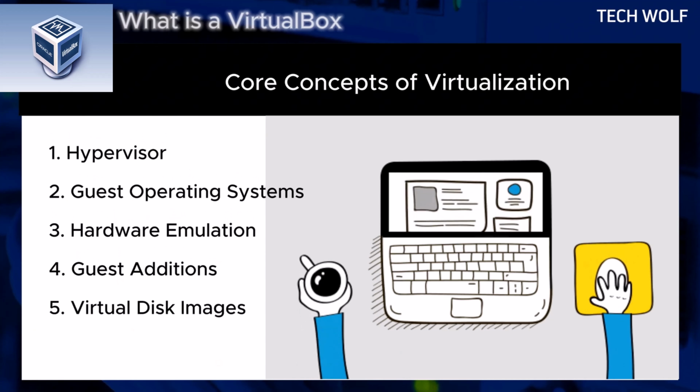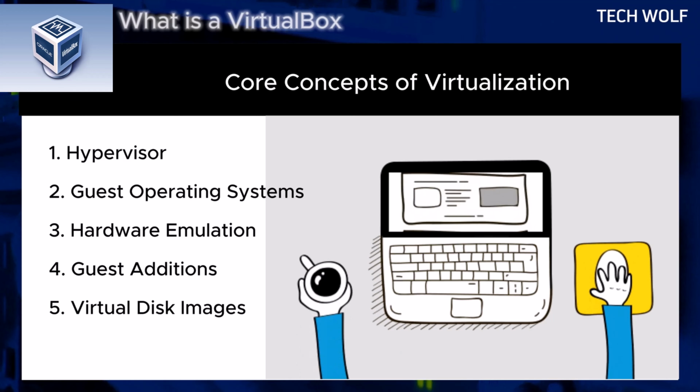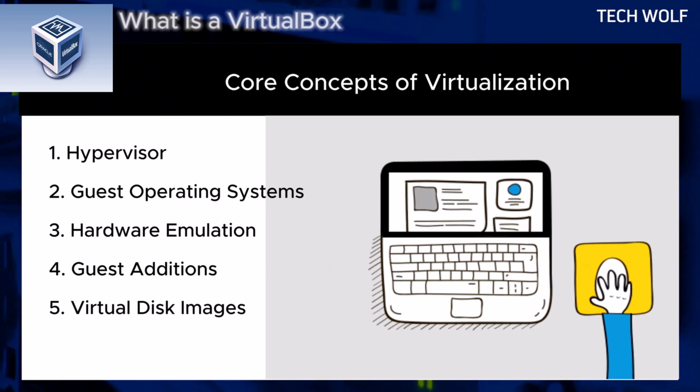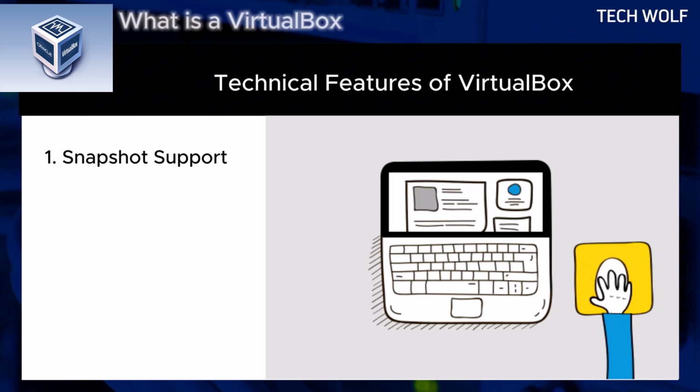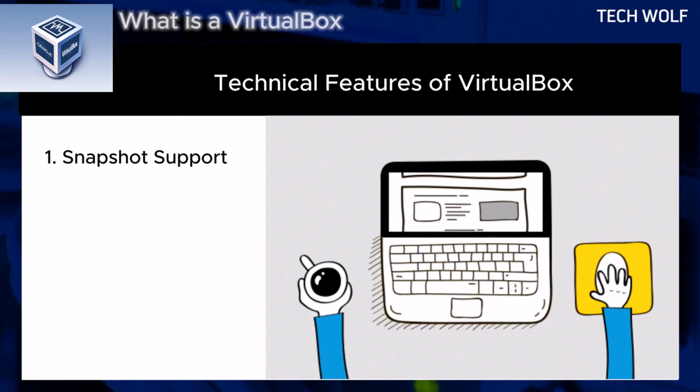This package allows features like shared clipboard, seamless windows integration, and shared folders. Virtual disk images. Virtual machines need a storage location for the guest operating system and data. VirtualBox supports various virtual disk formats like VDI, VirtualBox Disk Image, VMDK, or VMware Disk, or VHD, Microsoft Virtual Hard Disk, and others. And here are the technical features of VirtualBox.